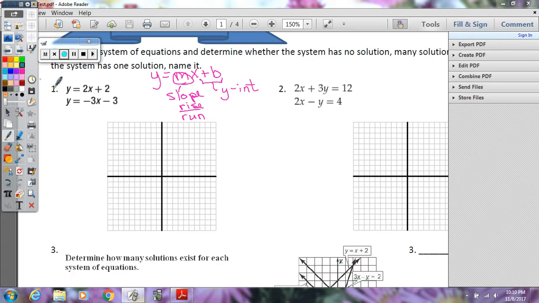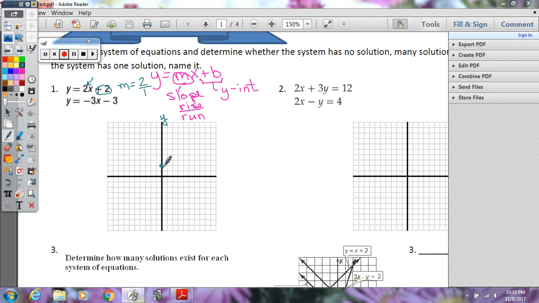Now, for the first problem, y equals 2x plus 2. Guys, there's a positive 2 at the end here, so I know my y-intercept, which means where it crosses the y-axis, is up here at positive 2. Then I'm going to go back and look at the slope. Well, guys, if the slope is 2, then I know that I'm going to rise over run that 2, but I have to turn it into a fraction. So remember, we put it 2 over 1.